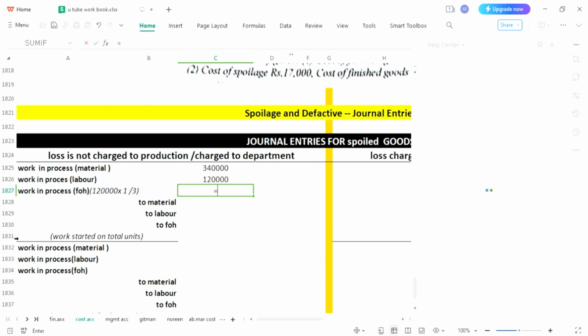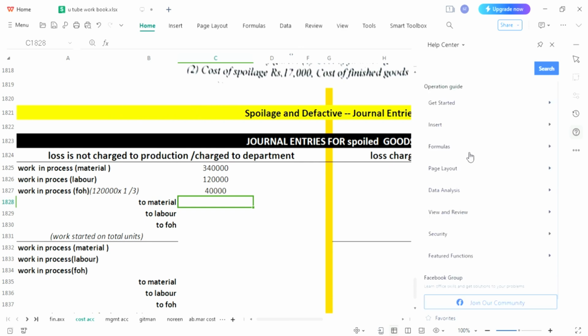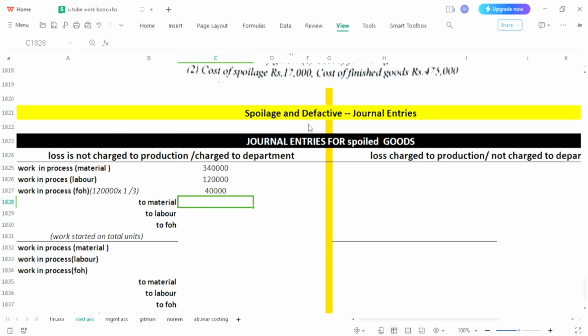So 120,000 multiplied by 1 divided by 3. In this way we have calculated our cost of FH. This new sheet has arrived over here. Let me finish it. Task window is not needed.